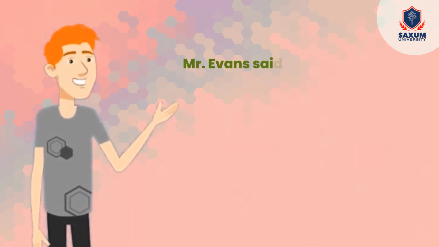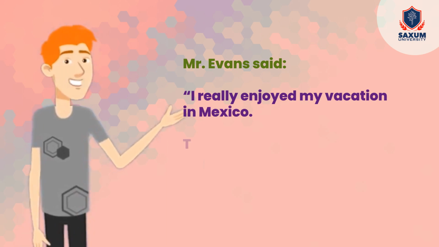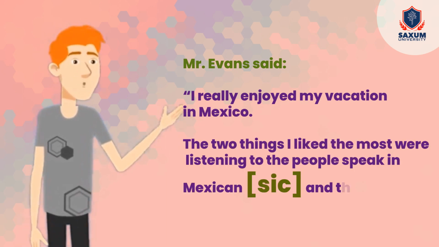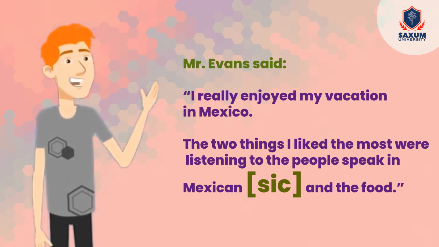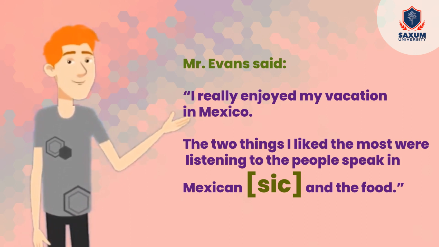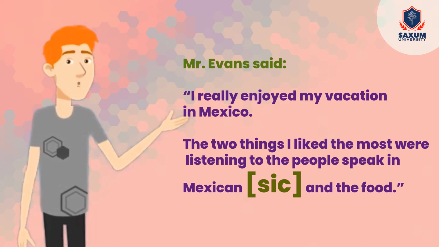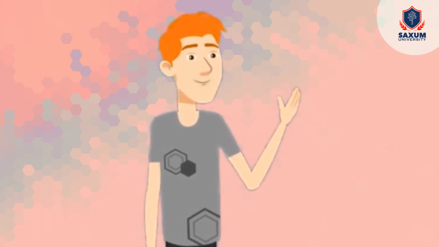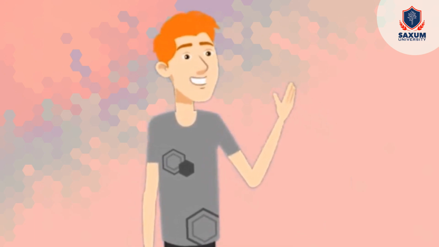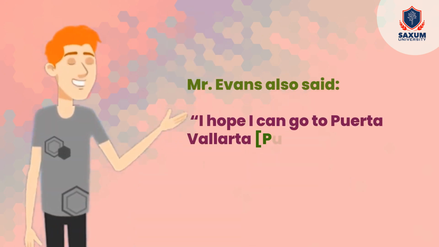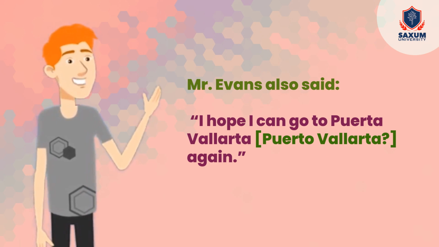Mr. Evans said, "I really enjoyed my vacation in Mexico. The two things I liked the most were listening to the people speak in Mexican [sic], and the food." Here, [sic] indicates a mistake that Mr. Evans made. There is no Mexican language, because the language in Mexico is Spanish. Sometimes, when there's a mistake in a quote, we can use brackets and a question mark instead of [sic] if we think we know what the person wanted to say. Mr. Evans also said, "I hope I can go to Puerto Vallarta [?] again."